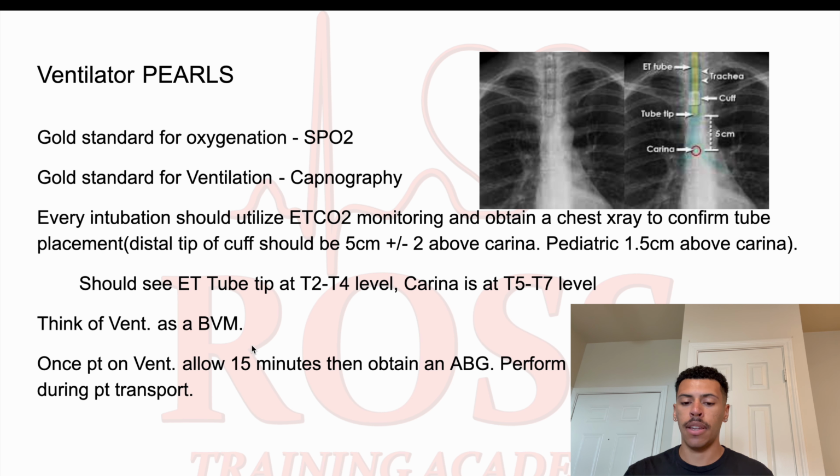And then the last thing here is once the patient is on the ventilator, allow about 15 minutes, then obtain an arterial blood gas just to ensure that the patient is truly tolerating that ventilator on a physiological level. And then in a perfect world, you're going to get an ABG every 15 minutes during your transport just to ensure that your settings are still appropriate for that patient.